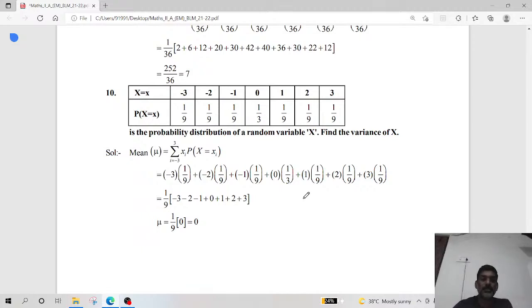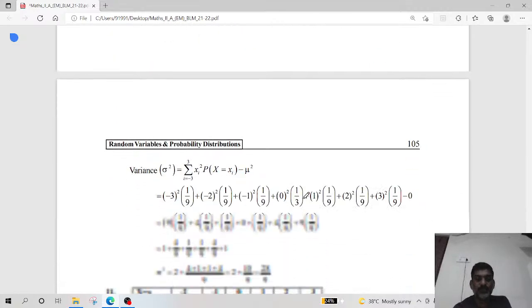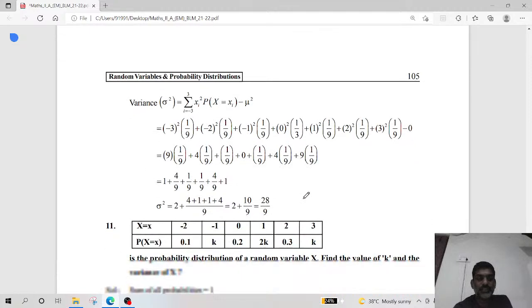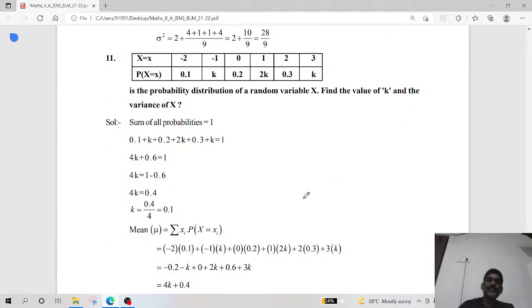Okay. So to get variance, mean is required. First let us calculate the mean. Summation i is equals to 1 to n, xi times P of x is equals to xi. Quantity table is there, substitute everything, then mu value we got 0, then the variance will become summation i is equals to 1 to n, xi square into P of x is equals to xi because mu is 0. Then simplify the values. Question number 11.